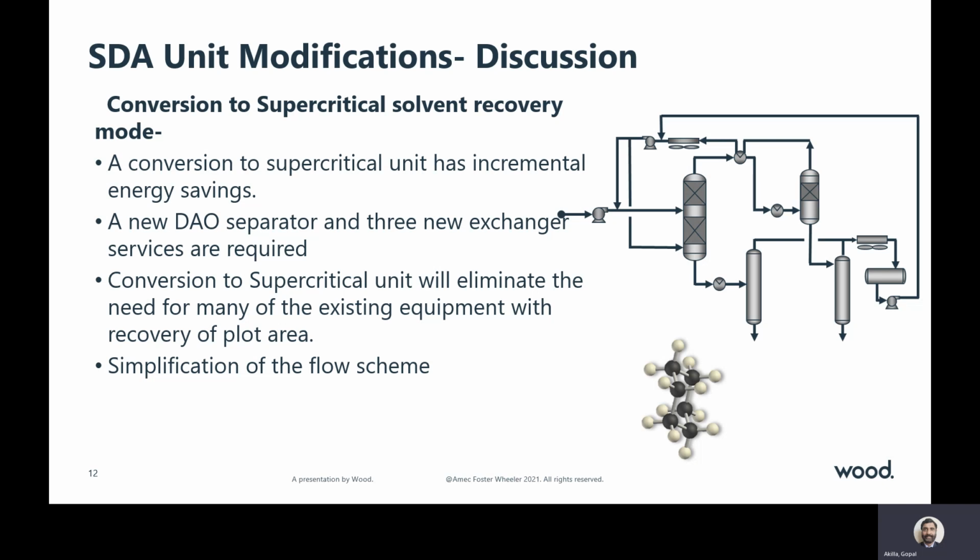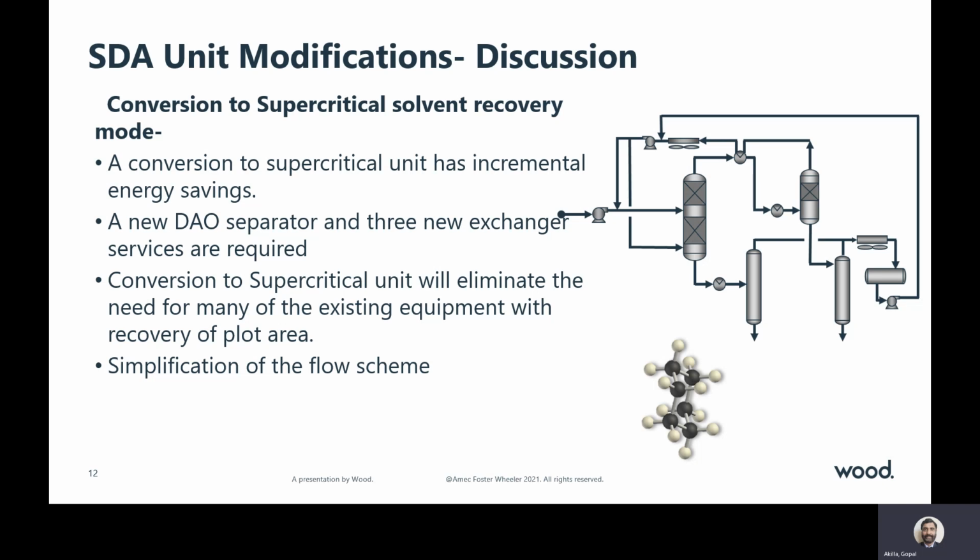The first case, which is essentially conversion to a supercritical solvent recovery mode. Conversion to a supercritical unit has energy savings. A new DO separator and 3 exchange services are required. Conversion to supercritical unit will eliminate the need for many of the existing equipment with the recovery of the plot area. You can see this simplification of the flow scheme as shown in the figure.